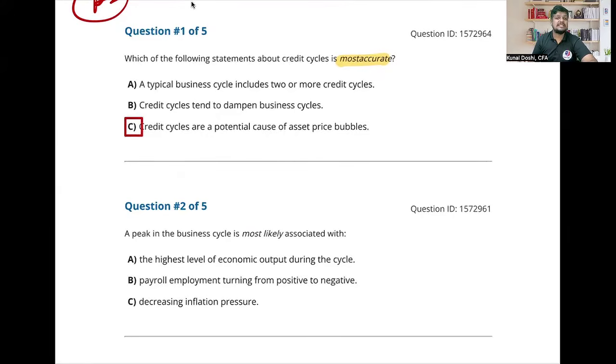That is the answer. C, everyone, not B. C is the answer. As I said, credit cycles, what do they do? They amplify the business cycle. So credit cycles are known to amplify the business cycle, correct?